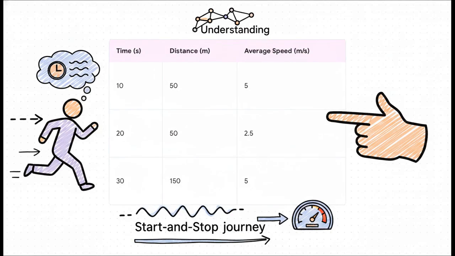Well, by tracking total distance over total time, we can pinpoint the average speed. Think about a runner's journey. At 10 seconds, they've covered 50 meters, meaning an average speed of 5 meters per second. But at 20 seconds, the distance is still exactly 50 meters. They stopped. Yet, by taking the absolute total distance at the end of the run and dividing it by the total time it took, we get an elegant mathematical summary of a really complex start and stop journey.